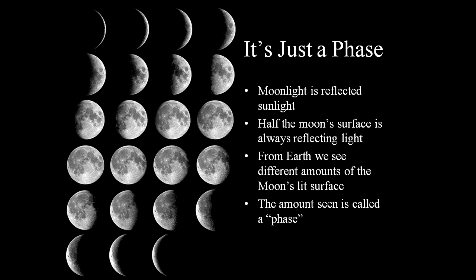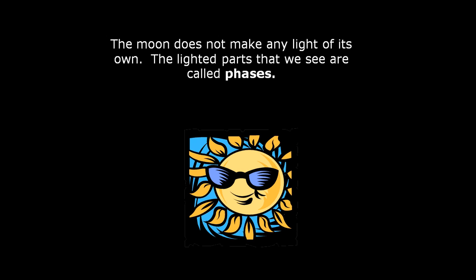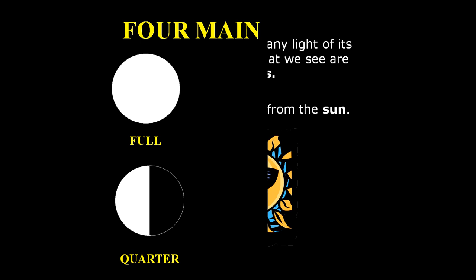Now I'm going to go into the next slide and I'm going to end up talking about this word phase and the reflection of light because I think that there needs to be an understanding before we go forward into talking about phases. Now, to reiterate, the moon does not make any light of its own. The moon reflects light from the sun. It does not produce its own light. And what we see as light is called phases.